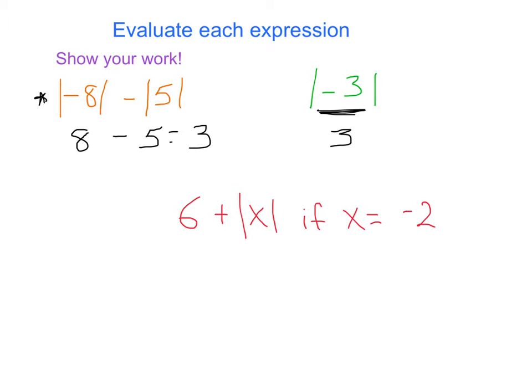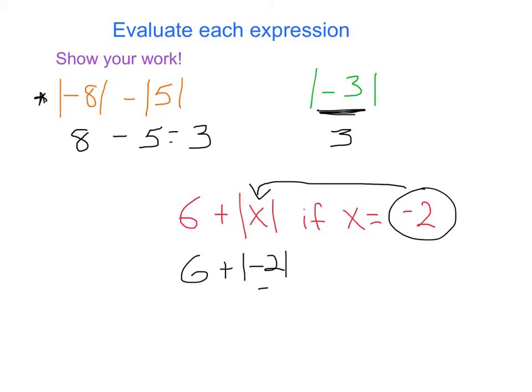In this one, 6 plus the absolute value of x if x equals negative 2. So where I see an x, I'm going to replace it with a negative 2. So I'm looking at the absolute value of negative 2. I'm going to add 6 to that. So let's see, I know that the absolute value of negative 2 is 2. And I get 6 plus 2, and that would equal 8.